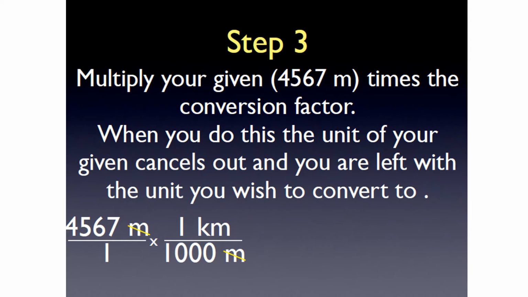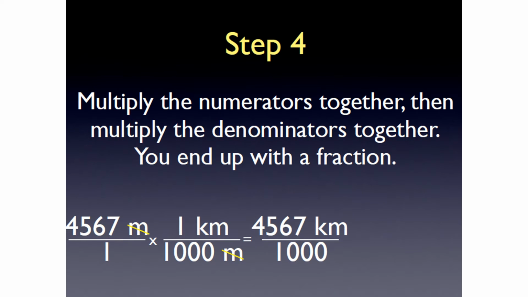Step 3, multiply your given by the conversion factor. When you do this, the unit of your given cancels out, so your meter should cancel out with the meter that you put there on the bottom, and you're left with the unit you wish to convert to on the top, which is a kilometer. Okay. Step 4, multiply the numerators together. So 4, 5, 6, 7 times 1 gives you 4, 5, 6, 7. Multiply the denominators together. 1 times 1,000 gives you 1,000.